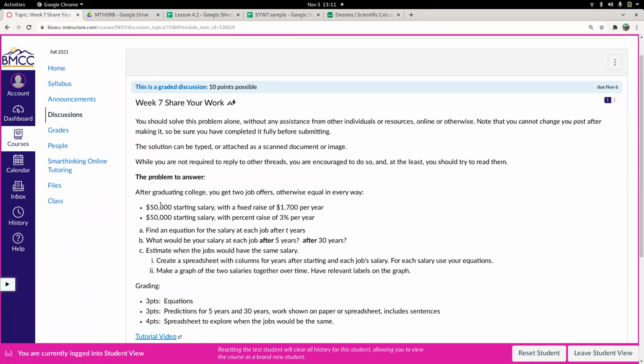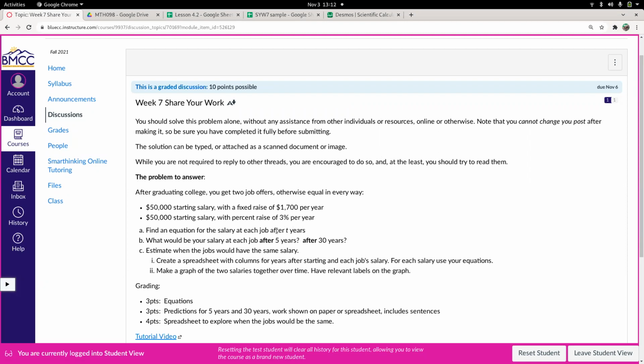We've got a starting salary of $50,000 for both jobs. One has a fixed raise of $1,700. The other has a percent raise, a relative raise of 3%. So we have a linear change here. We have an exponential change there. And what we want to do is compare these job offers over time and see how they're different, if they ever line up. And certainly in the first year, they're going to line up, right? 50,000 here, 50,000 there.